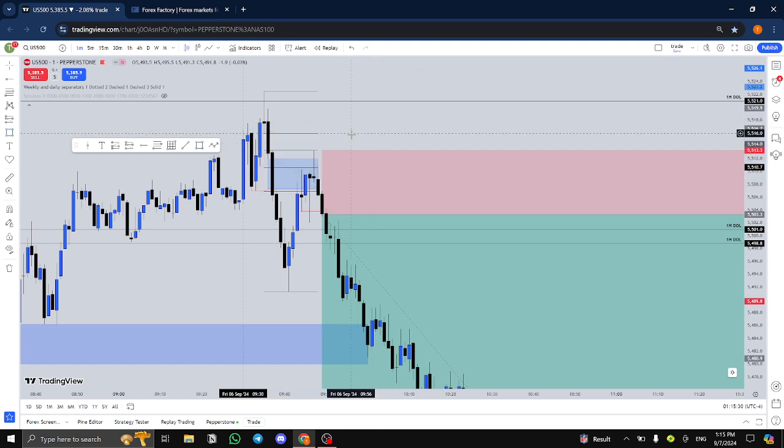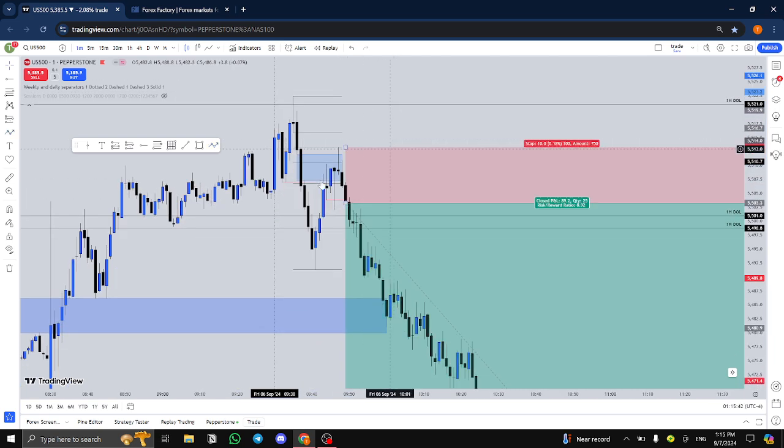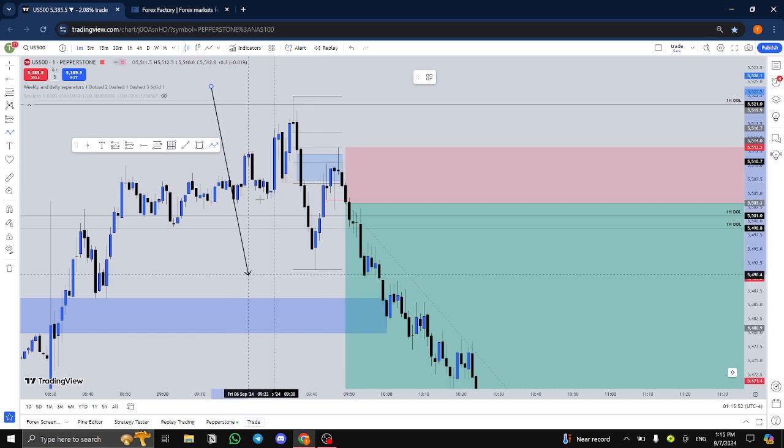Okay, and then my entry was on the 1-minute time frame, on the 1-minute break of structure to the downside. I took a short position. Okay, so why did I take this low and not this low? So what is a low? A low is a red candle and then a green candle. So what about this one? Yeah, there's a red candle, but there is no green candle. So this is not a low.